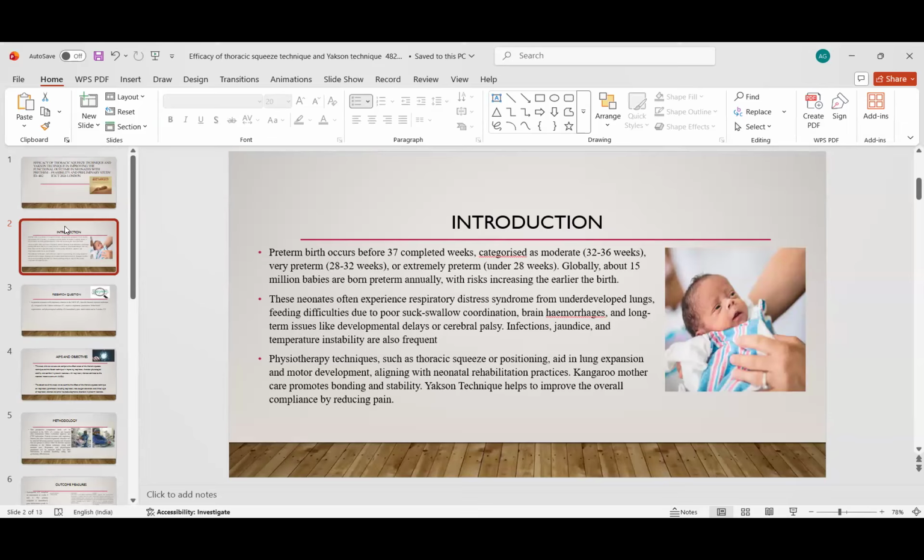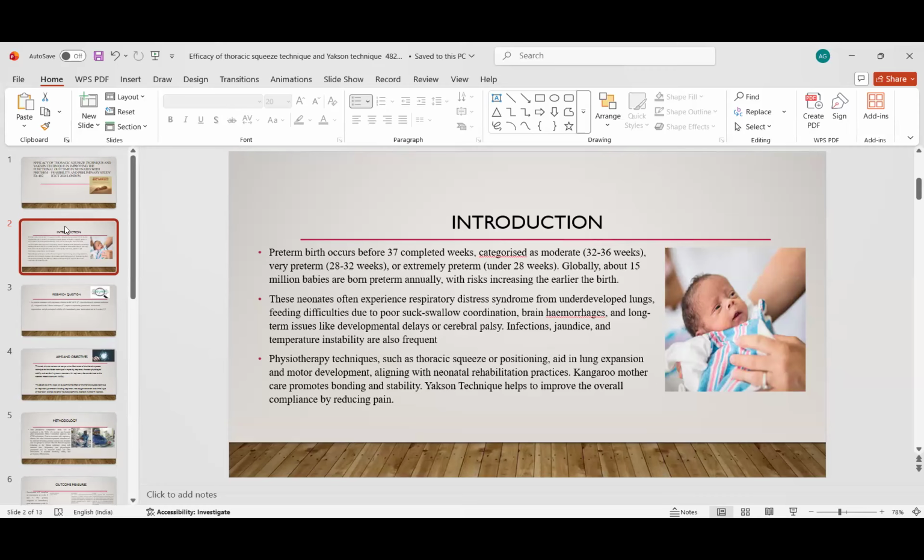And now there is a specific physiotherapeutic treatment which is being applied after giving a thorough review. One of the foremost is the thoracic squeeze technique and positioning, which helps in lung expansion as well as motor development, aligning with neonatal rehabilitation processes. And then kangaroo mother care, which also promotes bonding and stability.